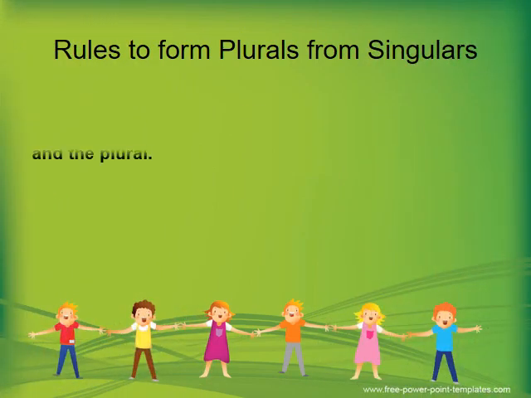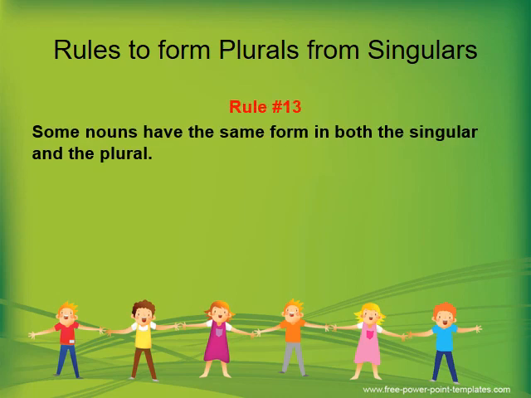Let's come to rule number 13. It says that some nouns have the same form in both the singular and the plural. Means some nouns have a similar singular as well as plural form. Let us understand this with the help of examples.